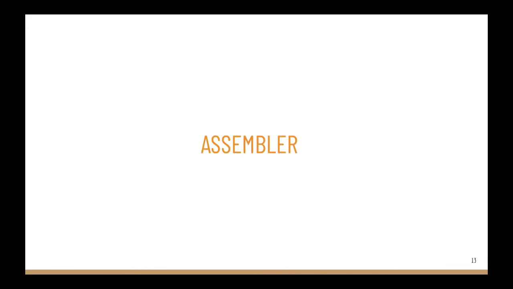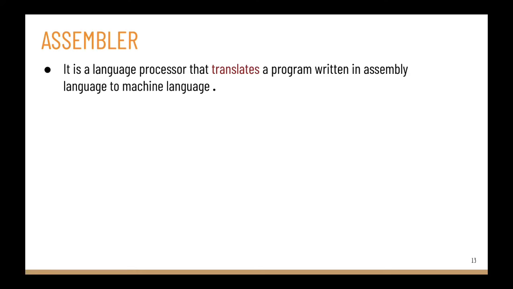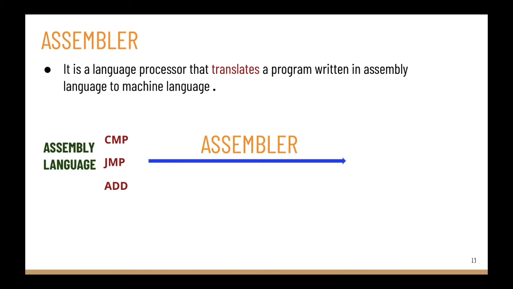Now, let us talk about assembler. What is an assembler? It is a language processor that translates a program written in assembly language to machine language. We know that computer understands only one type of language known as machine language. So, an assembler translates a program which is written in assembly language into machine language. So, these are some of the words that are used in assembly language, but computer cannot understand assembly language. So, an assembler helps in converting these into what? Into machine language. I hope you are clear with the three types of language processor.